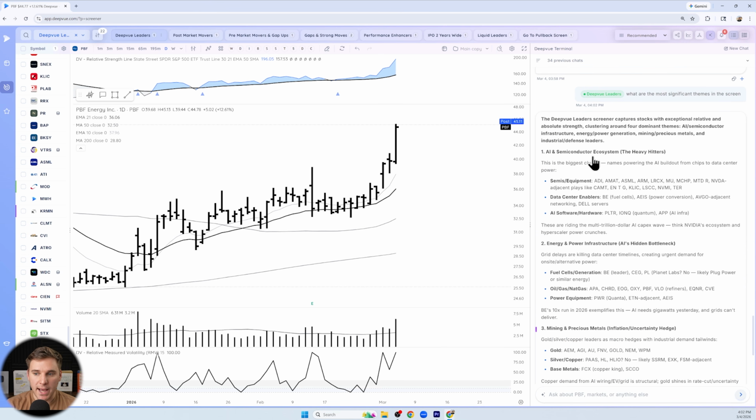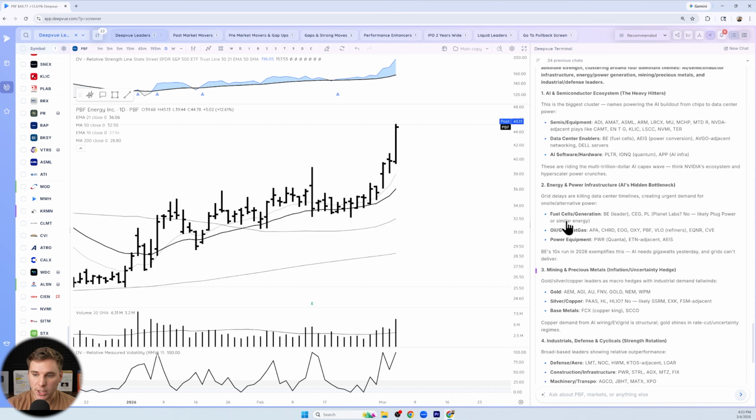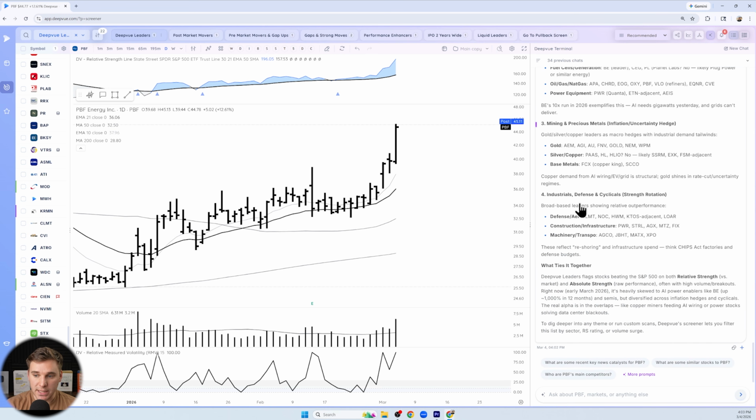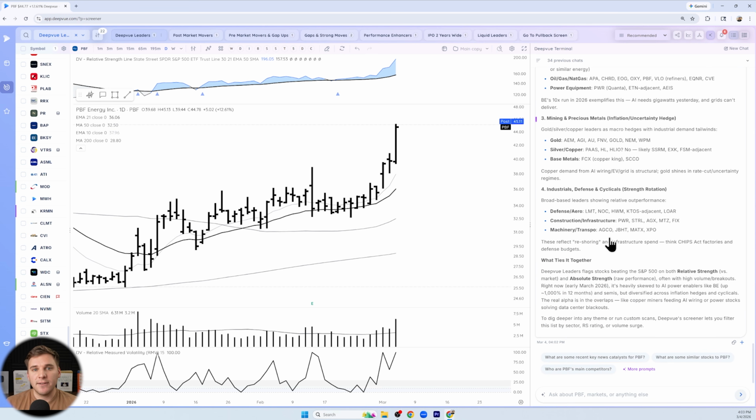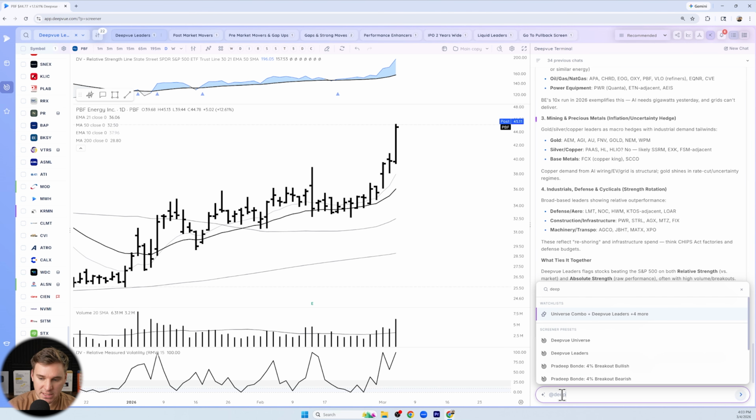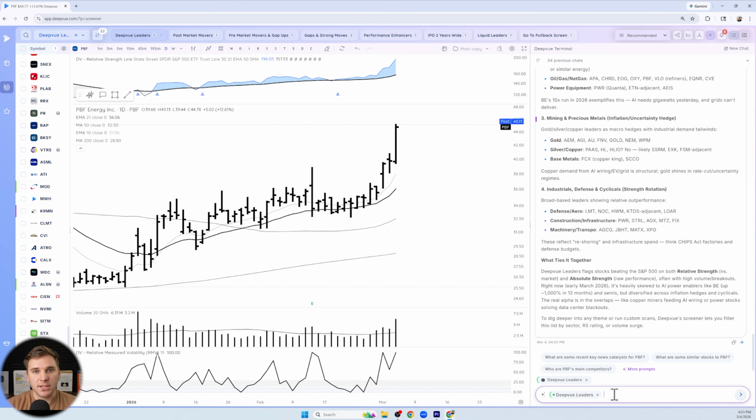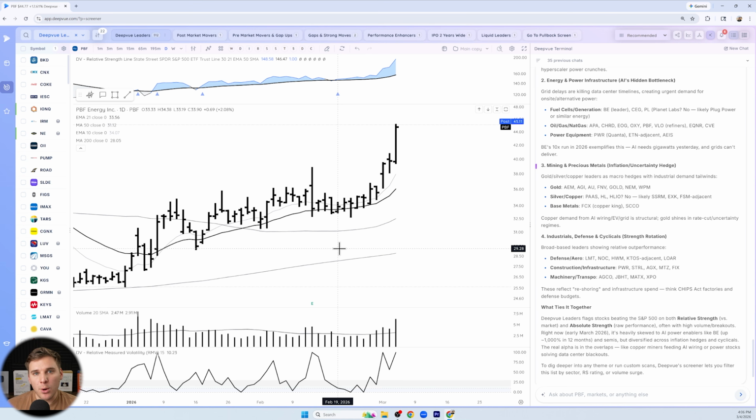Basically, number one is AI and semiconductor ecosystem. Makes sense. That's where the market leaders are right now. We've also got energy and power, also related to AI there. And also mining and precious metals, industrial, defense, and cyclicals. So it's identifying the leading themes right there for you just by one simple prompt, which again, we just pressed the @ symbol, typed Deepvue leaders, selected that, and then asked it a question. So how cool is that? So there you go. Now we've used Deepvue AI to interpret the Deepvue leader screen, find those leading themes for us, and identify key stocks to investigate further within those themes.